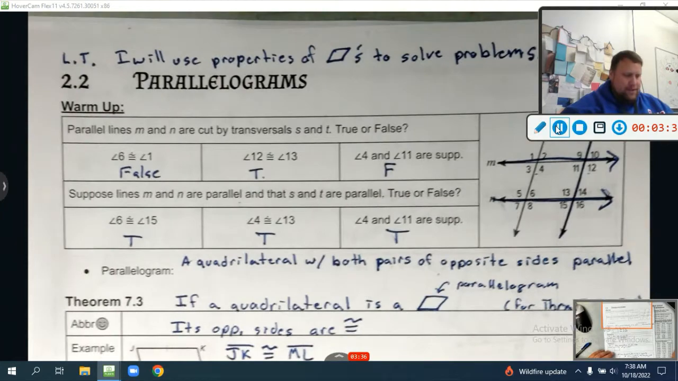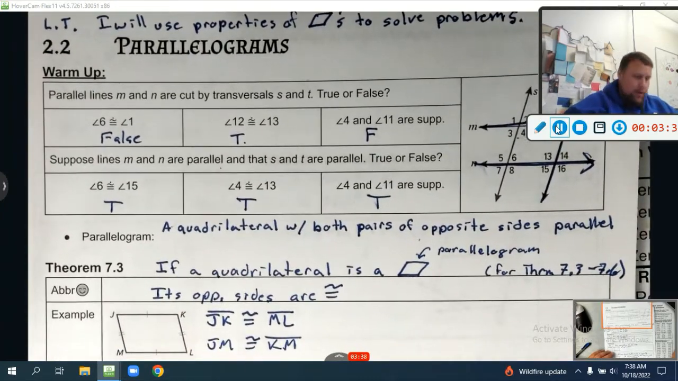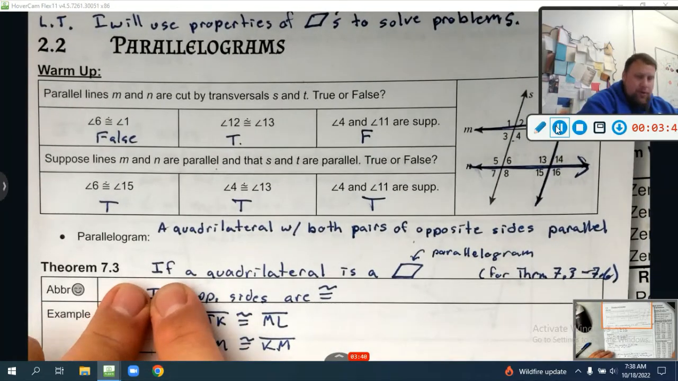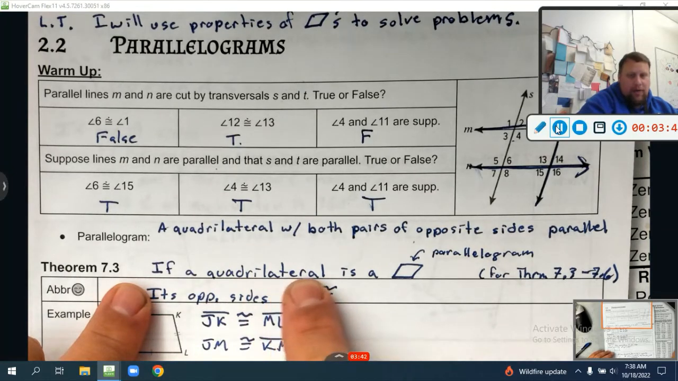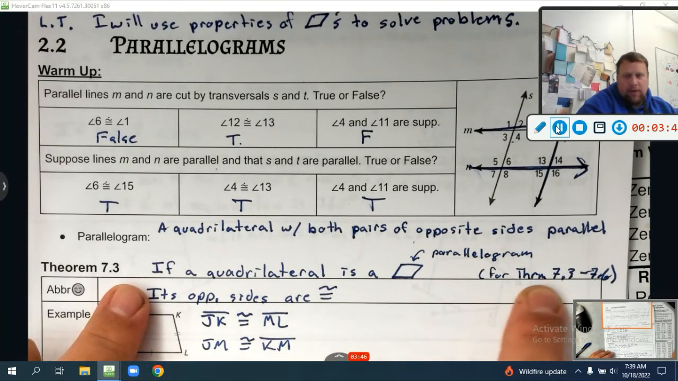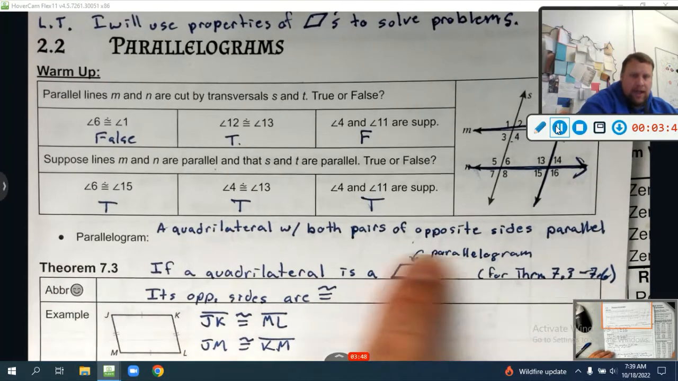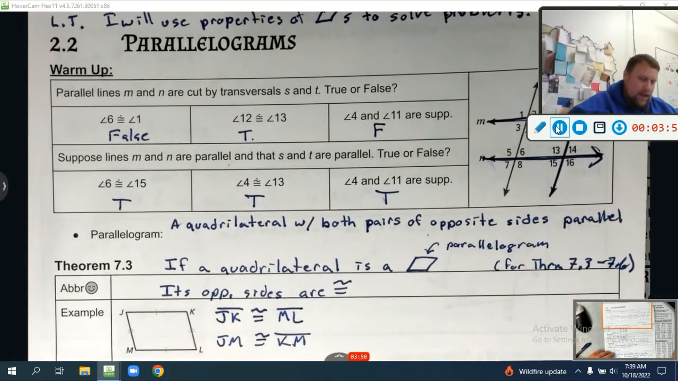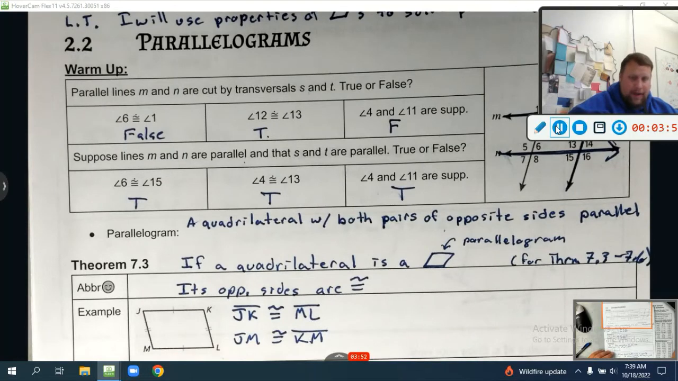So for the next, really for all the theorems, but we're going to do it once on each page, I just want you to write up top here, if a quadrilateral is a parallelogram, again that's a symbol for a parallelogram, this is for theorem 7.3 and 7.6. Instead of having to write this 4, 5, 6 times, we're just going to have to write it twice today.